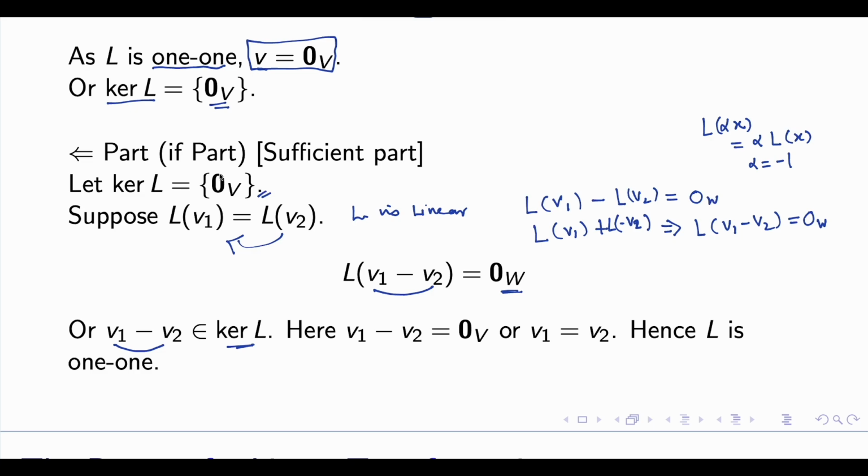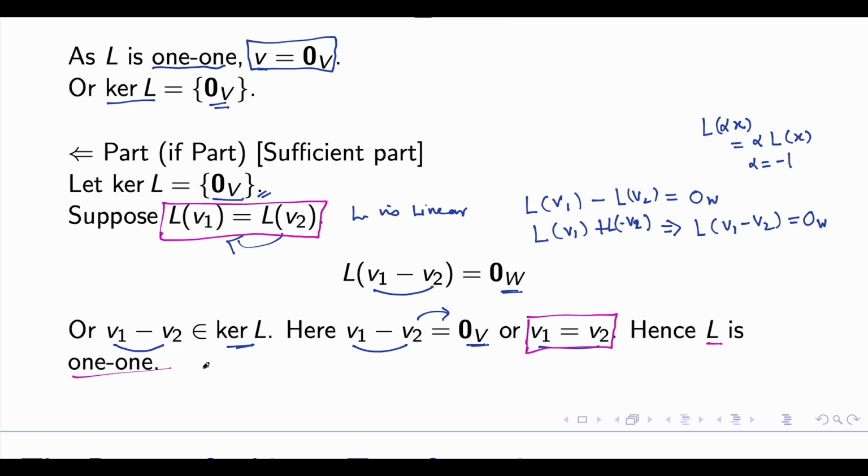And only kernel contains 0 vector, not any other vector. So in this case, V1 minus V2 is just the 0 vector, right? And V1 minus V2 equal to 0 implies you can take the other side: V1 equal to V2. So we started with L of V1 equal to L of V2, and we concluded that V1 equal to V2, which implies L is 1-1, right?